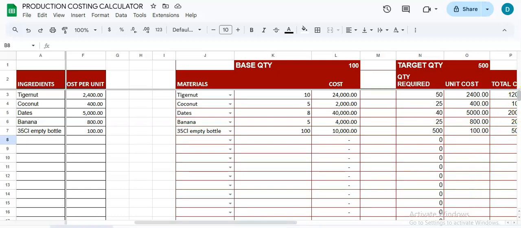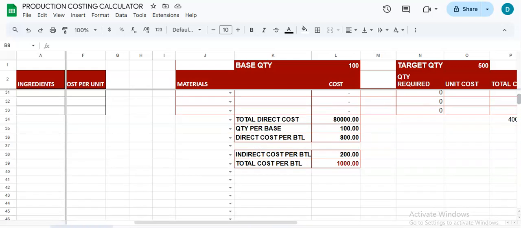So when you come down, it will tell you that to make 100 bottles of tiger nut will cost you a direct cost of 80,000. So we want to determine the cost of one bottle. For instance, here you may have 1 kilo of rice, so you just put 1. Then the quantity may be that there are 50 plates in a kilo of rice, so you put 50 here. Do you understand? So this is the cost of one bottle. Here we've established that the cost of one bottle of tiger nut is 800. This is very fantastic, right?